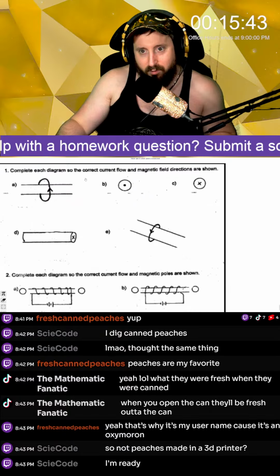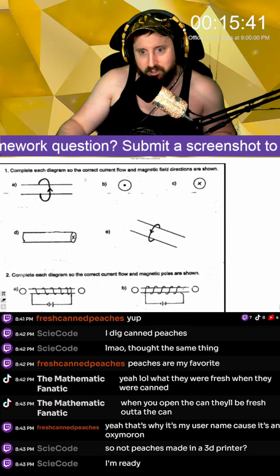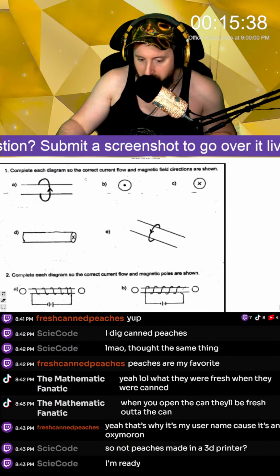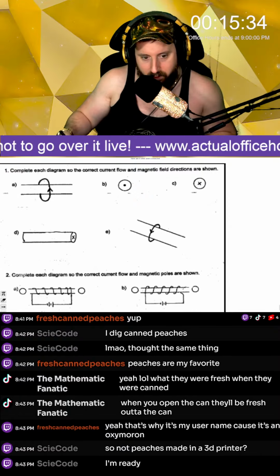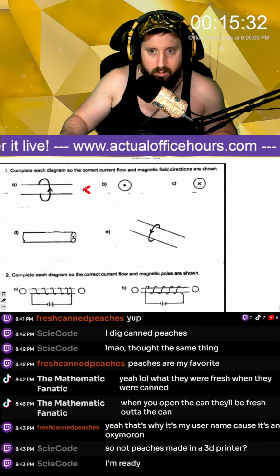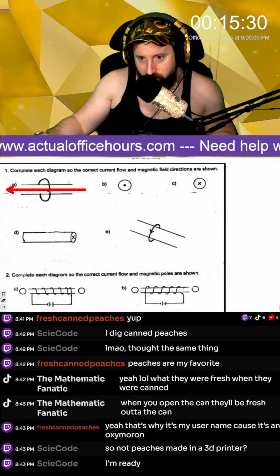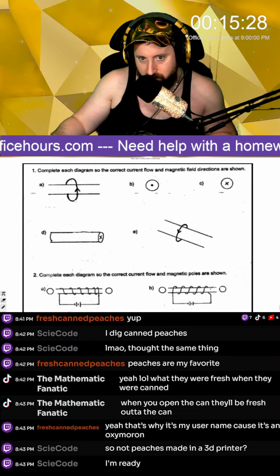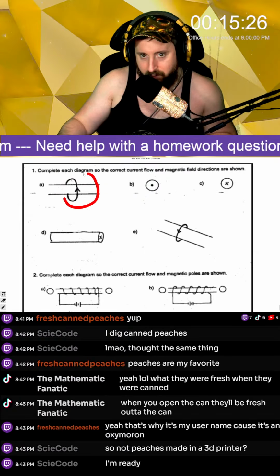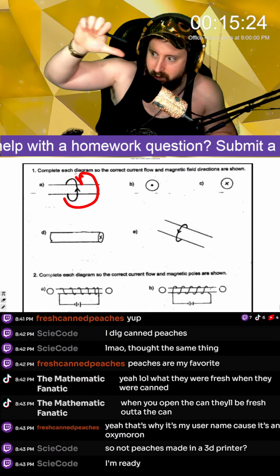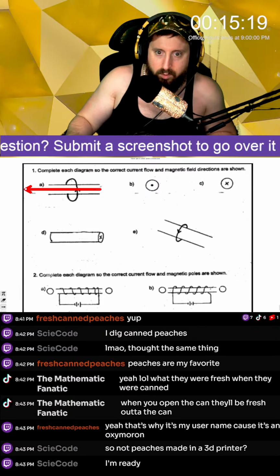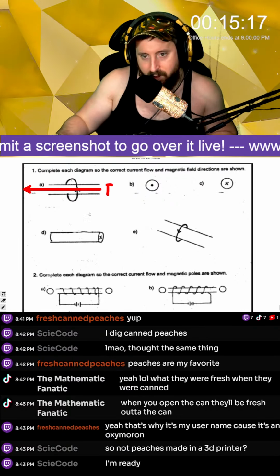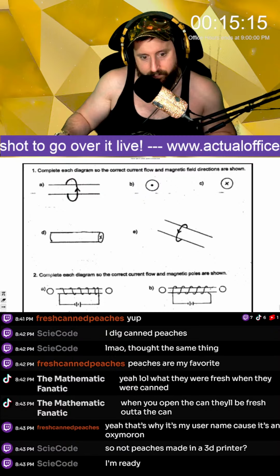Complete each diagram so the correct current flow and magnetic field are shown. Well, this is the right-hand rule. I'm assuming the arrow is the magnetic field, right? So if the magnetic field's going this way, you take your right hand and curl your fingers around. So this should be I. I assume that's what you want, right?